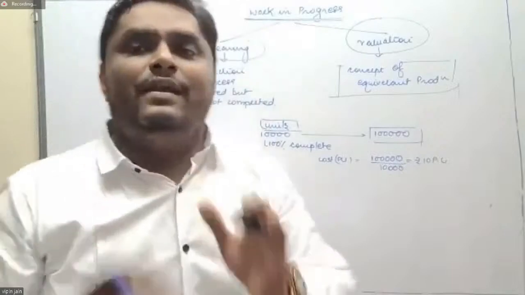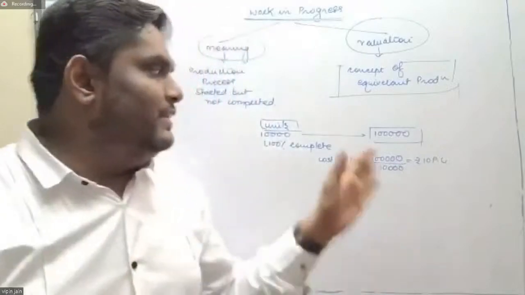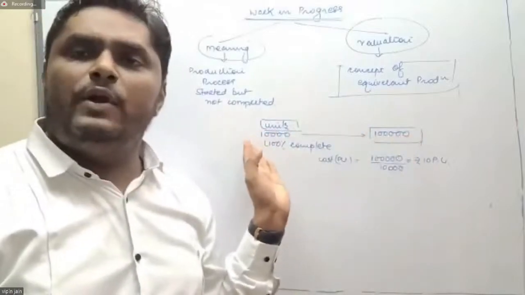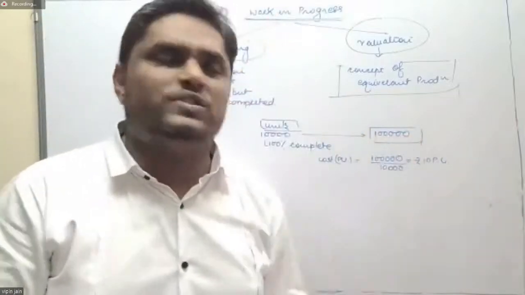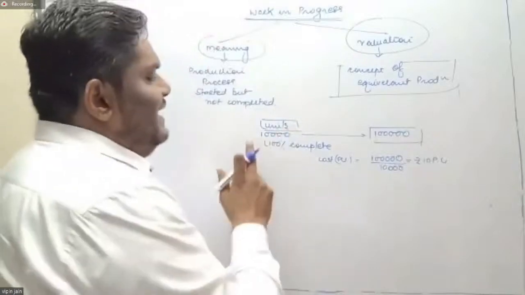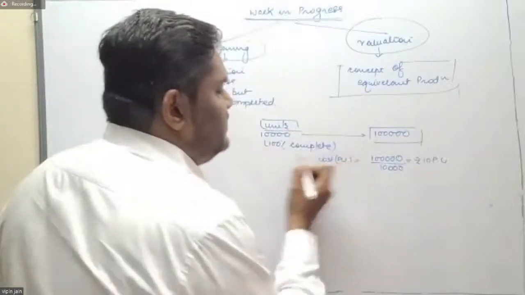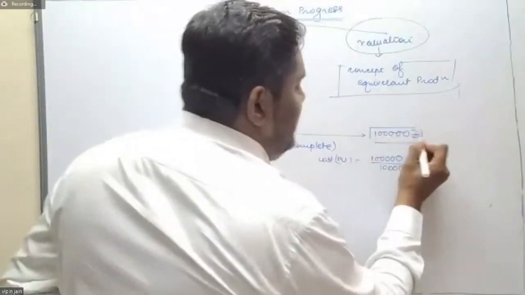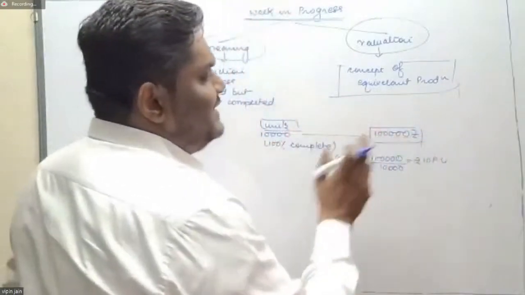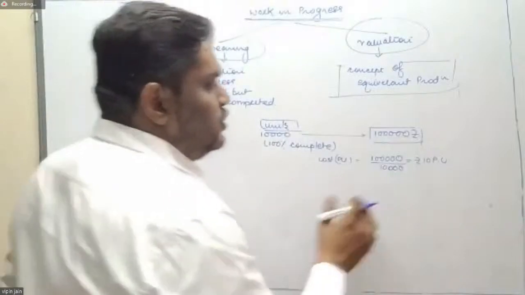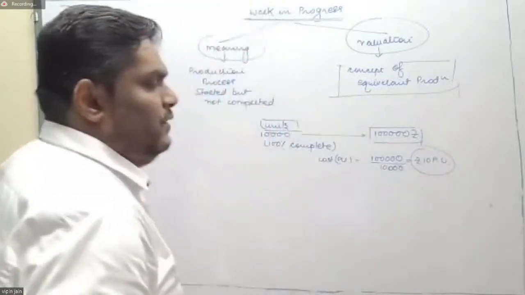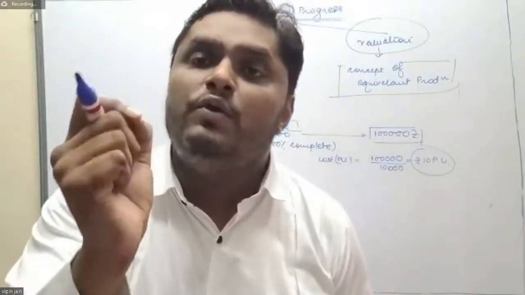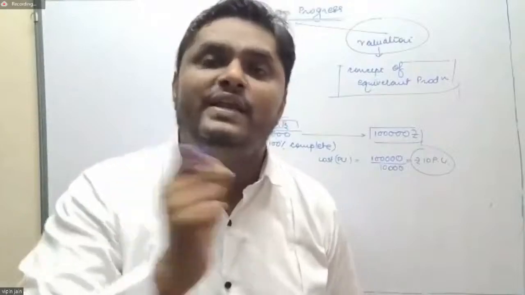I repeat again, what we were doing till now is that we used to calculate the total cost and divide it by the total number of units. So this is how we were getting the cost per unit. In this case, let's say 10,000 units were manufactured and they were 100% complete, and the total cost incurred for these 10,000 units is, let's say, 1 lakh. So the cost per unit will be rupees 10 per unit. So this rupees 10 per unit is the cost per unit of the 100% completed units.